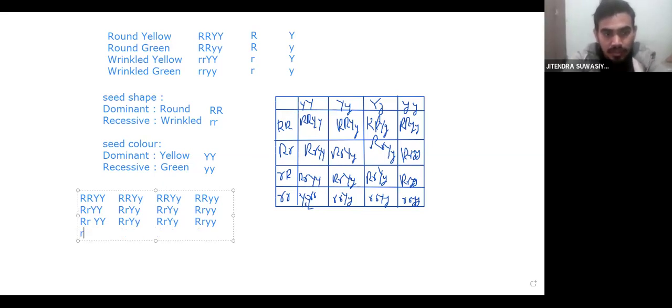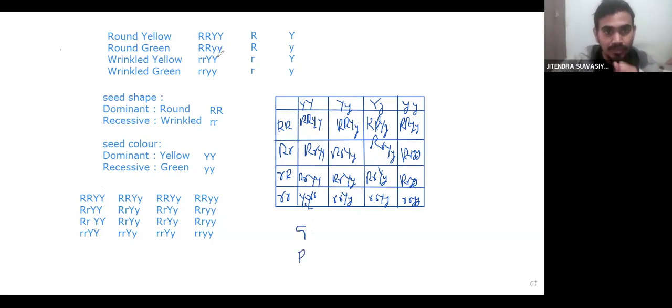Again, what we found? Small r, capital Y, capital Y. Small r, capital Y, small y. Small r, capital Y, small y. Small r, small y, small y. Okay. So these are the 16 traits we have found, the 16 progeny we have found in the ratio. And in this, we are going to see which one is the dominant one. So how much are we going to find? Now we will find the genotypic ratio and the phenotypic ratio.